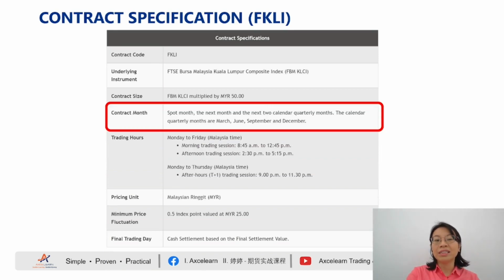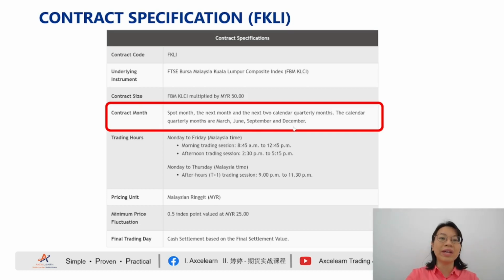Now, the next thing, the most important thing, but some of you might not really understand, is what we call contract months. Contract months means the months available for you to trade. I repeat, the contract months are the months available for you to trade. Based on this contract specification for FKLI, the contract months available for me to trade are the spot month, meaning the current month, then the next month, the subsequent month, and the next 2 calendar quarterly months. These quarterly months are March, June, September, and December.